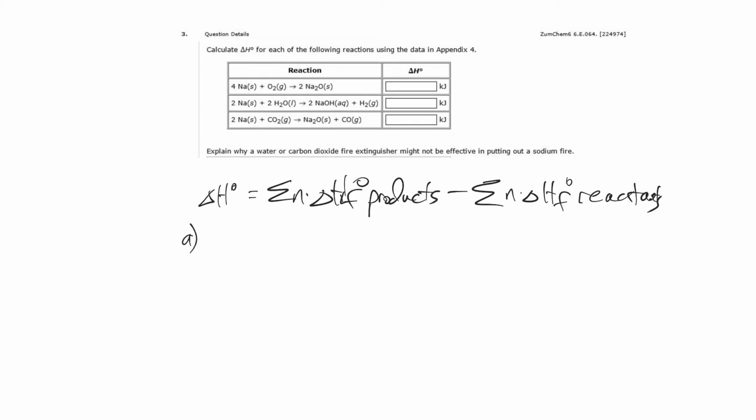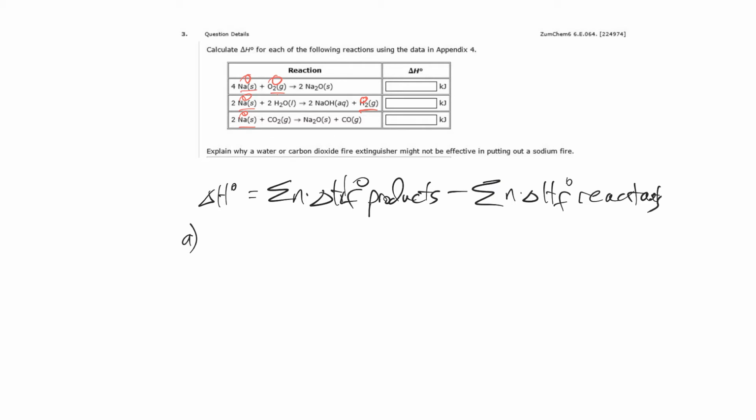Any lone element or diatomic molecule will have a heat of formation of 0. That might save you some time when looking up in Appendix 4. So that means sodium, oxygen, here's sodium alone, and hydrogen here. All of those will have heats of formation of 0.